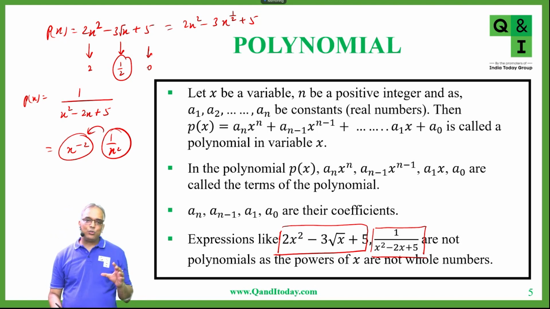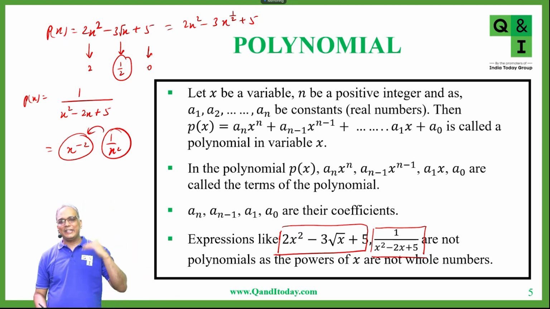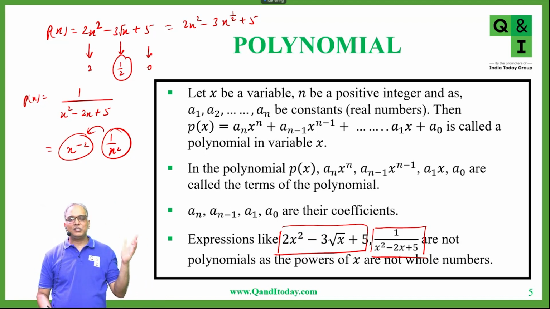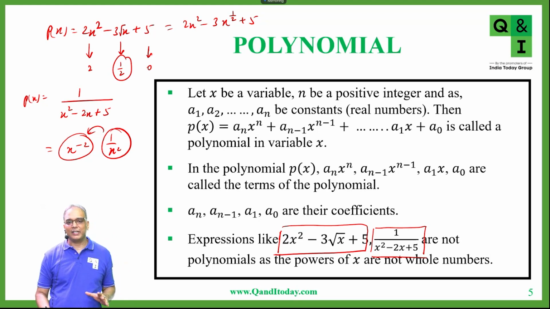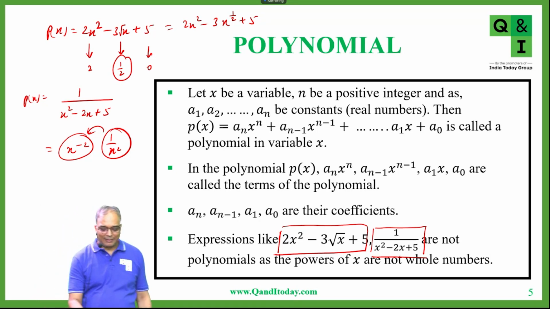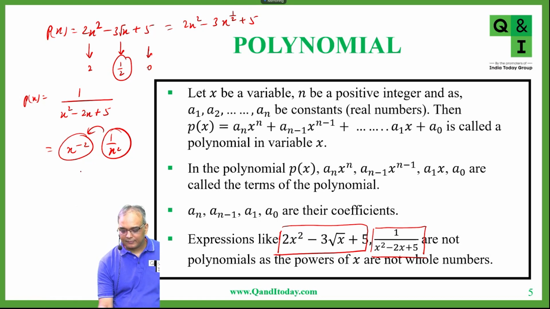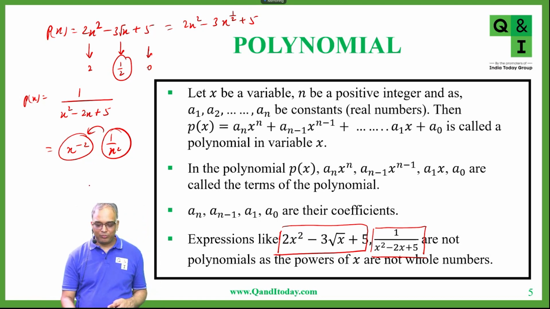So whenever you have a variable in the denominator, and there is nothing in the numerator, which means you cannot cancel out the variable in the denominator with some variable in the numerator, then in that case, this is not a polynomial. I'll give you another example.